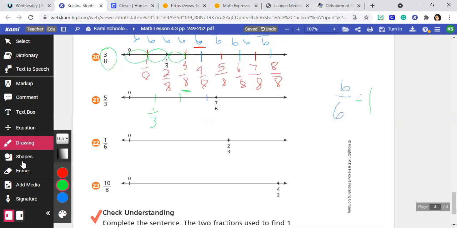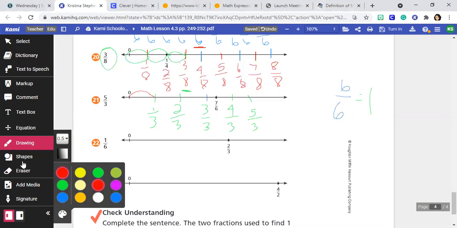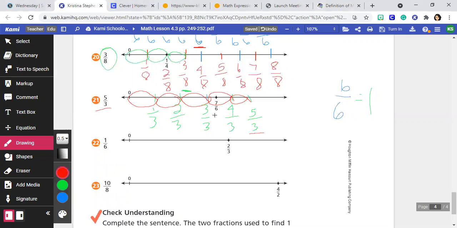1/3, 2/3, 3/3, and I'm going to keep going. This is about 4/3, 5/3, and I guess I could stop there because that's actually our target number, isn't it? So let's loop those sections in. 1 section, 2 sections, 3 sections, 4, and then 5/3. Here's our target number. There it is. So we're using what we know to find 1 and then locate the target number.